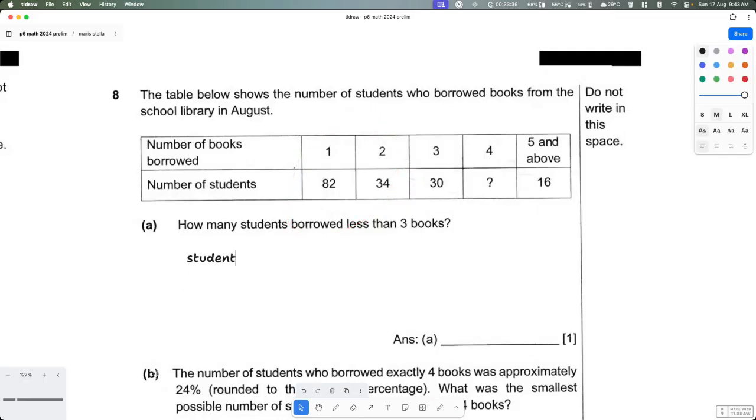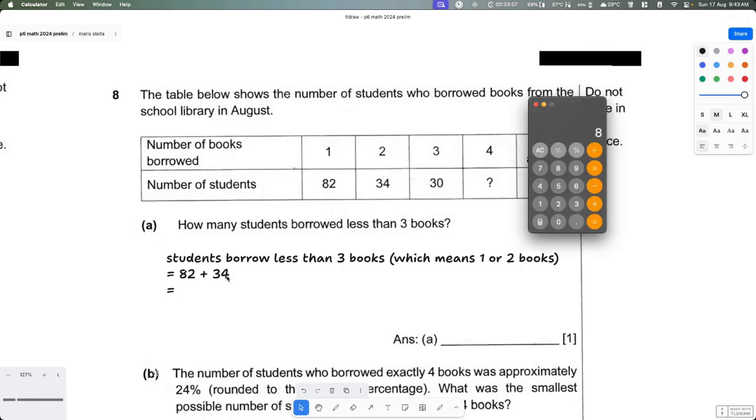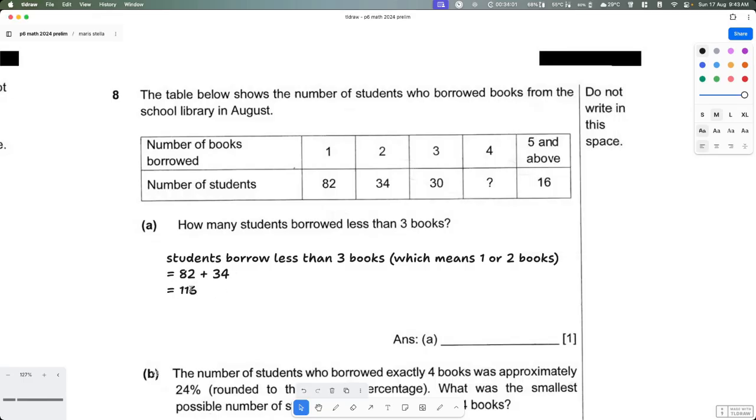So, students who borrow less than 3 books, which means 1 or 2 books, is basically 82 plus 34. In this case 82 plus 34 is 116. Okay, so that's the answer, 116. All right, let's move on to the next question.